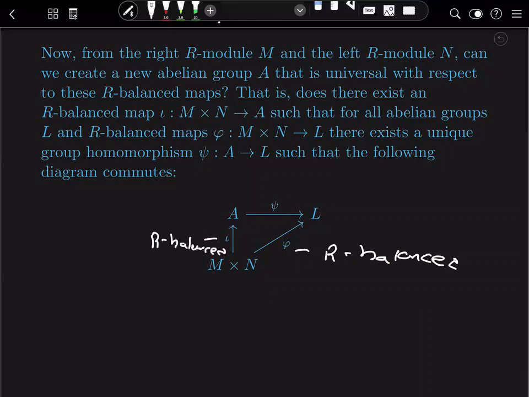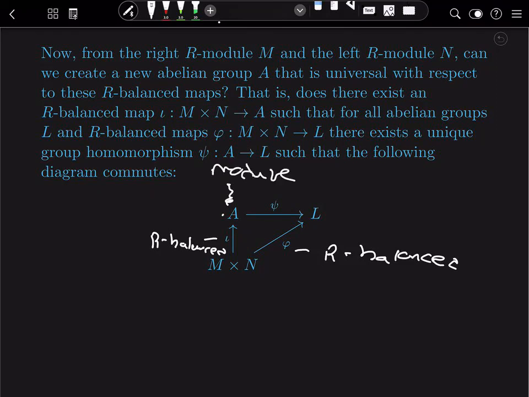Right, so we've covered, as we said before, R module homomorphisms. We have universal properties that cover R module homomorphisms, but we have this other class of maps called R balanced maps, and we want to know if we can construct an abelian group, which we will later turn into an R module or an S module, depending on the ring that we're working over. This will turn into a module, right?